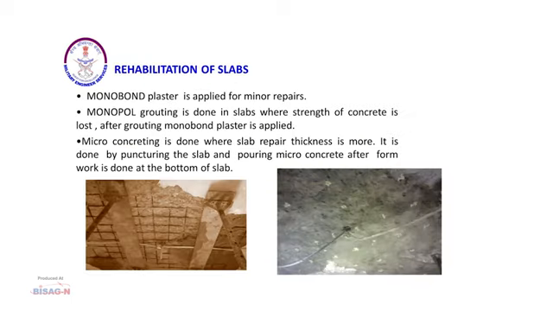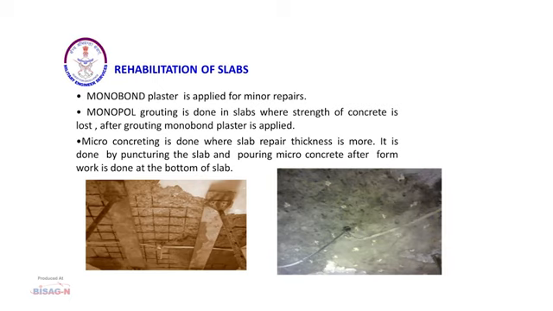The most common rehabilitation issue which we face is of the slabs. First, if the slab is showing small areas of corrosion in reinforcement, then that small area can be repaired with monobond plaster which is applied in case of minor repairs. But if the concrete strength is lost, then grouting is the solution.